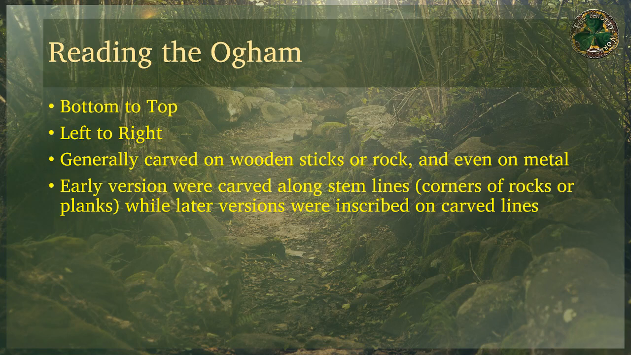In the earlier version, they were carved along the stem lines or the corners of rocks. As you'll see, when we get into the characters, the corner of the rock or the stem line or the seam would be the line that the characters were drawn on one side or the other across. Later versions, they were inscribed on carved lines. Particularly later on, they were put in manuscripts by monks and others, and during that time they would actually draw the lines and then use those lines.